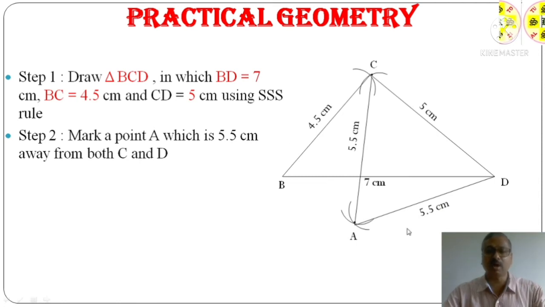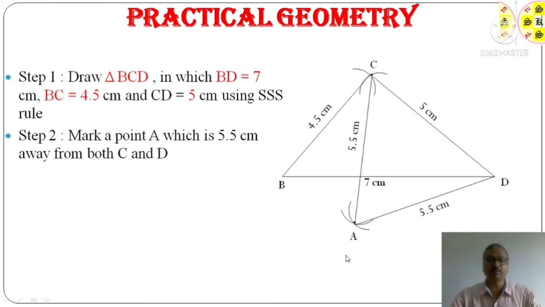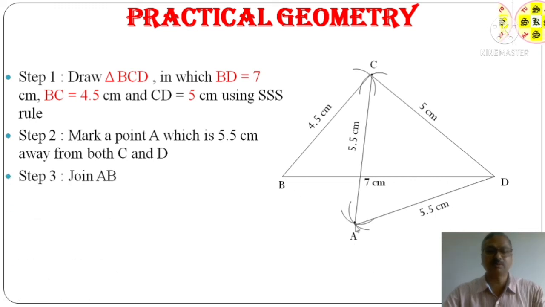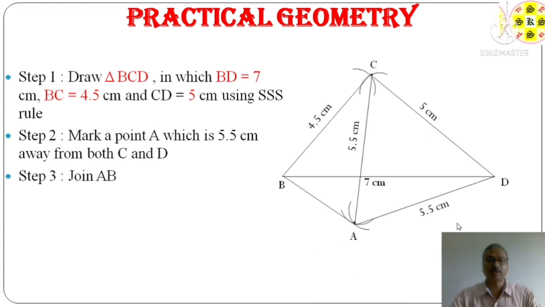So now we have marked all the points for the given measurements. To complete the quadrilateral ABCD, we simply have to join AB. The length of AB is not given, no problem. The position of B is already fixed, and A is fixed. Now if we simply join AB, then ABCD is the required quadrilateral as per the given measurements.